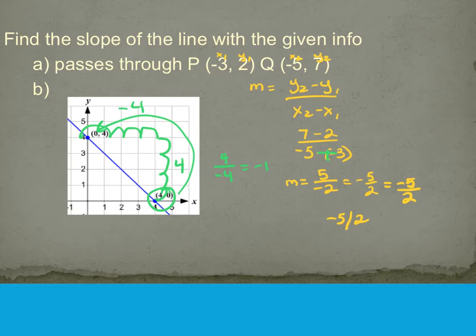If I went the other way, if I started with the top point, I'd go down 1, 2, 3, 4. That's a negative 4. To the right, 1, 2, 3, 4. That's a positive 4. And that slope would be negative 4 over positive 4, which still reduces to negative 1. So either way, my slope is negative 1.